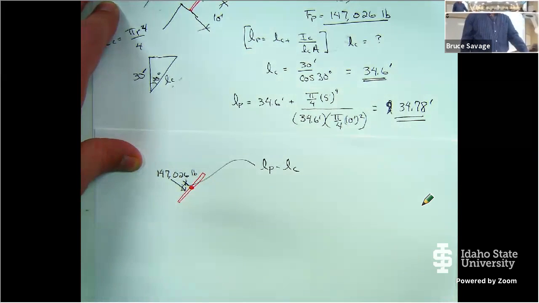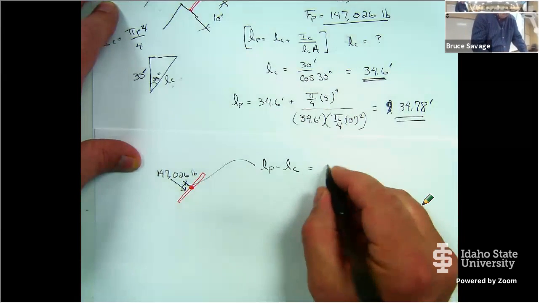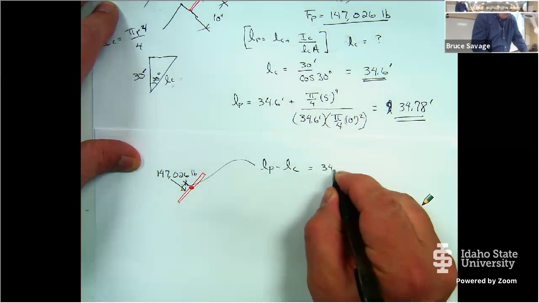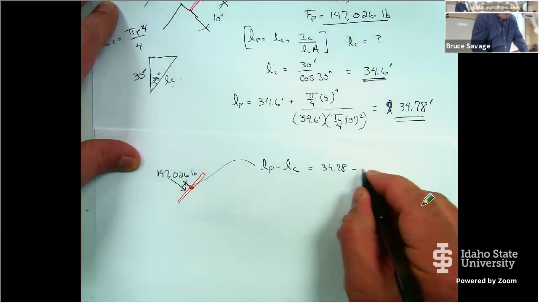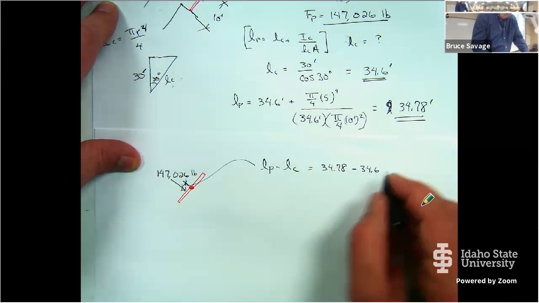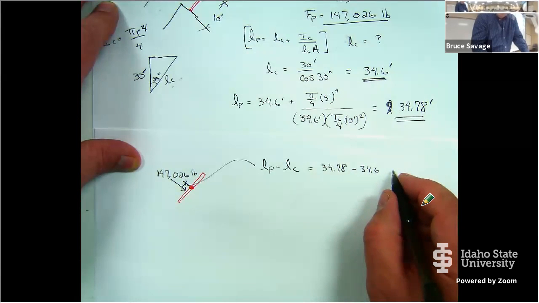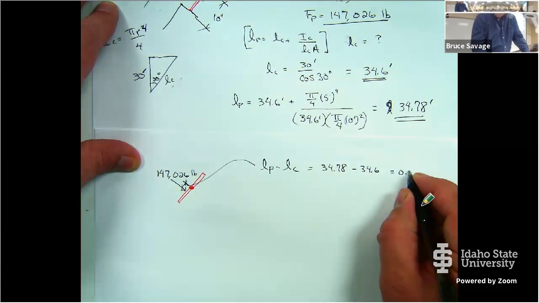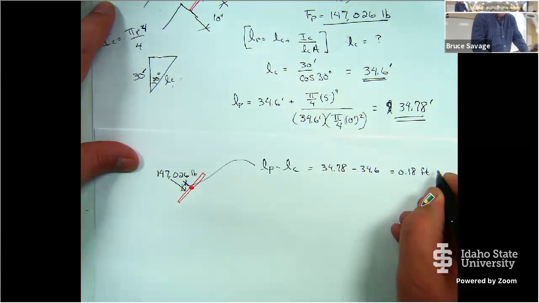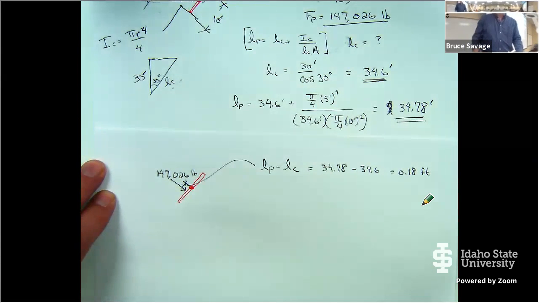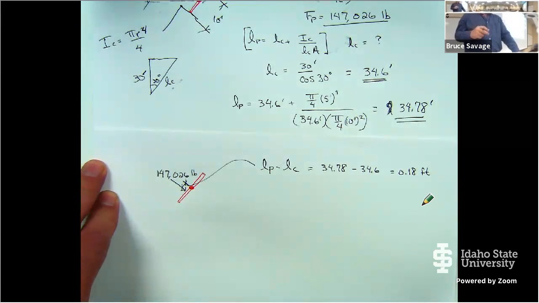Great. L sub P goes down to where it acts. L sub C goes to the centroid. Take the differential, and I have that little piece there. So it's the difference between 34.78 minus 34.6, and I find out that that little piece is 0.18 feet. So now that I've solved all my pressure equations, what's left is just a hydrostatic equation. It's pretty simple.